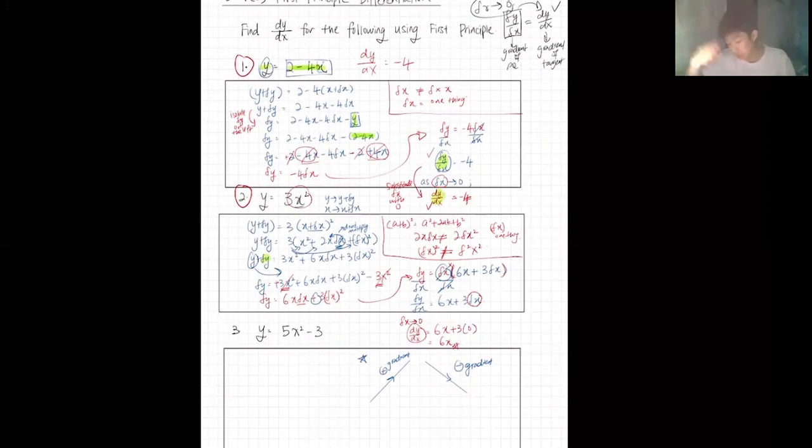The more of it is from 2.2 onwards. 2.2, 2.3, 2.4 are their favorite questions. They love to ask all kinds of funny questions that can appear there. But it's not hard. It's really not hard. It's not as hard as this. I would say it's easier than this. It's easier than first principle.